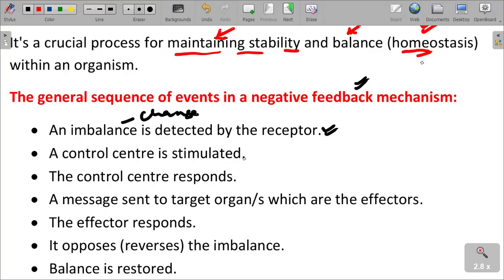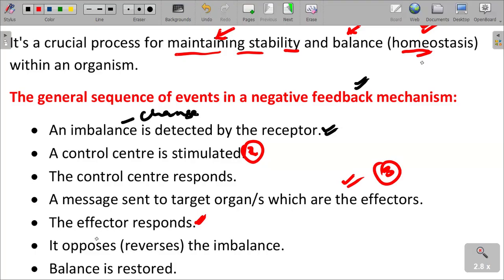So now what happens is that a control center is stimulated. That is number two. The control center responds when it is stimulated, it sends a response. A response is a message that is sent to the target organ or organs, which are the effectors. So this control center is stimulated. In that regard, the target organ, which is the effector, receives the message that is being sent there. So a message is sent, causing the effector to respond by sending the opposite of what has been identified as the imbalance.